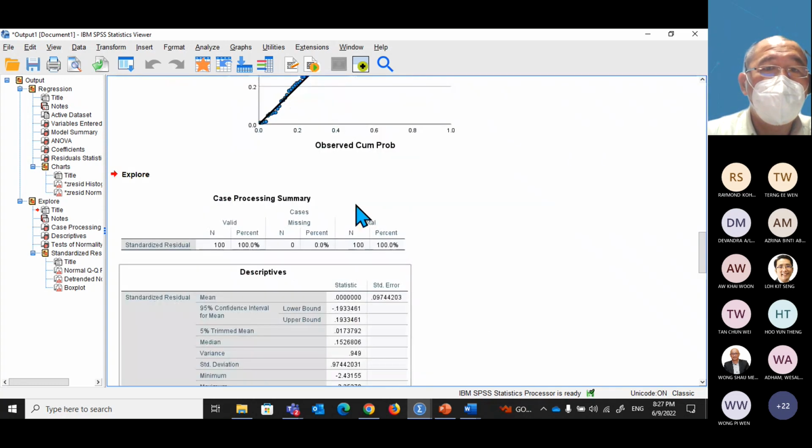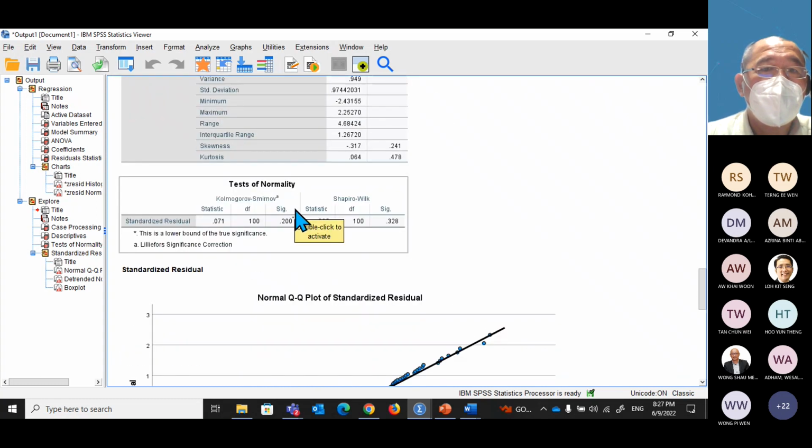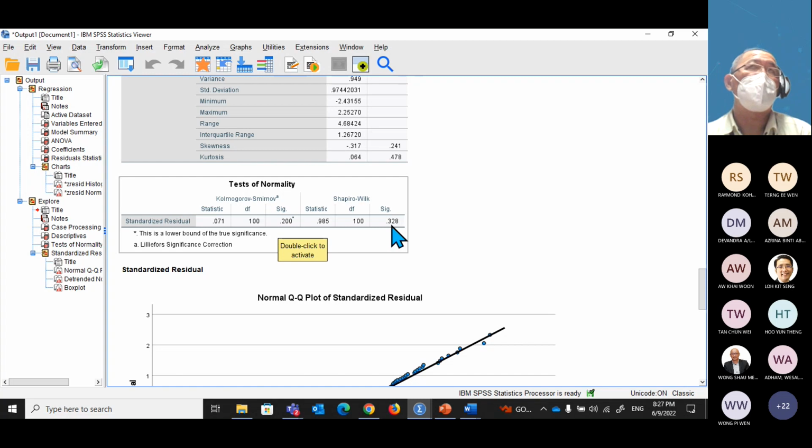So from here, we see the result. Here there are two tests. Whichever one you use, we cannot reject the null hypothesis because the p-value is large, more than 5%. Here it is 0.2, here 0.328. We cannot reject the null hypothesis. Therefore, data is normal. You can also use this in your assignment when testing the assumption that the error should be normally distributed.